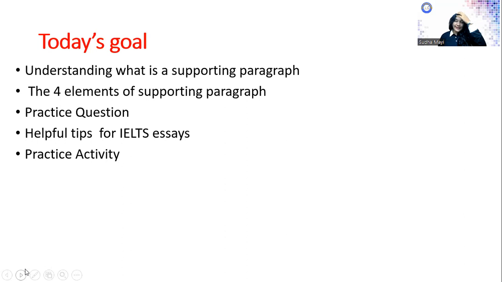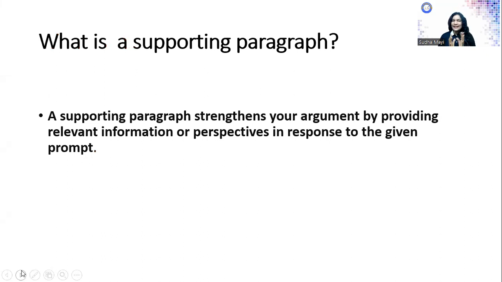So let's move on to understand all these aspects in detail. What is a supporting paragraph? Let's first understand this. A supporting paragraph, or we call it main body paragraphs. We have already written our introduction. Remember, you already learned how to write an introduction. And an introduction, as you know, has three important aspects.